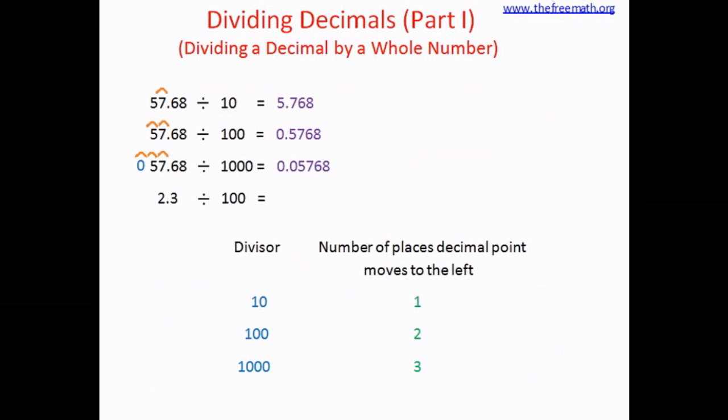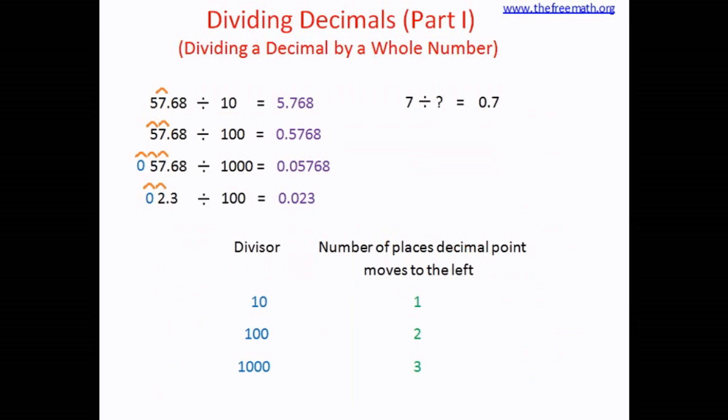The next one is divide 2.3 by 100. We are dividing by 100, so the decimal point moves 2 places to the left. But again, there is only 1 digit, so we write an extra 0 before 2 and the answer is 0.023.